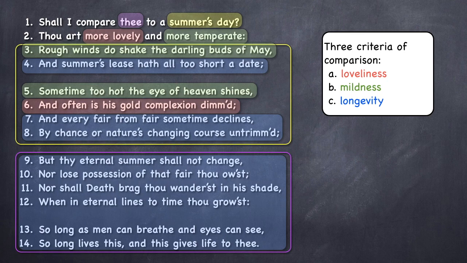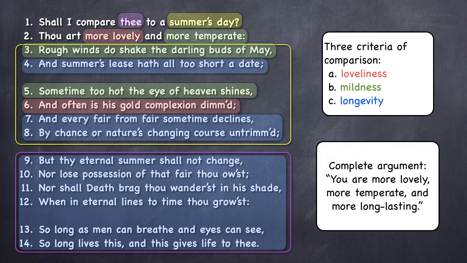The reality is that Shakespeare uses 3 criteria of comparison. He says you are more lovely, you are more mild, meaning more temperate, and you also last longer. Your longevity is greater than that of the summer. So as a result, here's the complete argument. You are more lovely, more temperate, and more long-lasting than the summer. So this is our source 1.